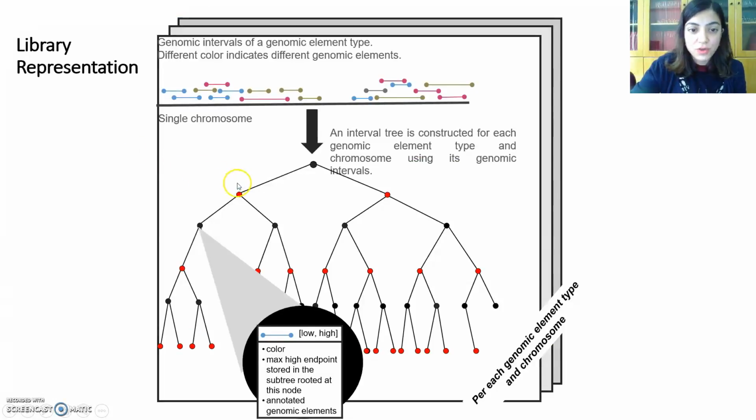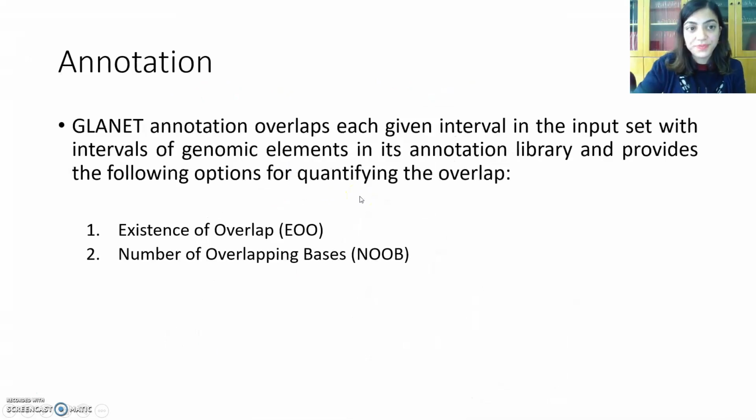This is how we represent our library. We store intervals in interval trees. Interval trees are in fact red and black trees, which are balanced binary trees. And for each genomic element type and isochore, we construct one interval tree. For example, for transcription factor element type, for all intervals of different transcription factors in different cell lines in chromosome 1, we construct only one interval tree.